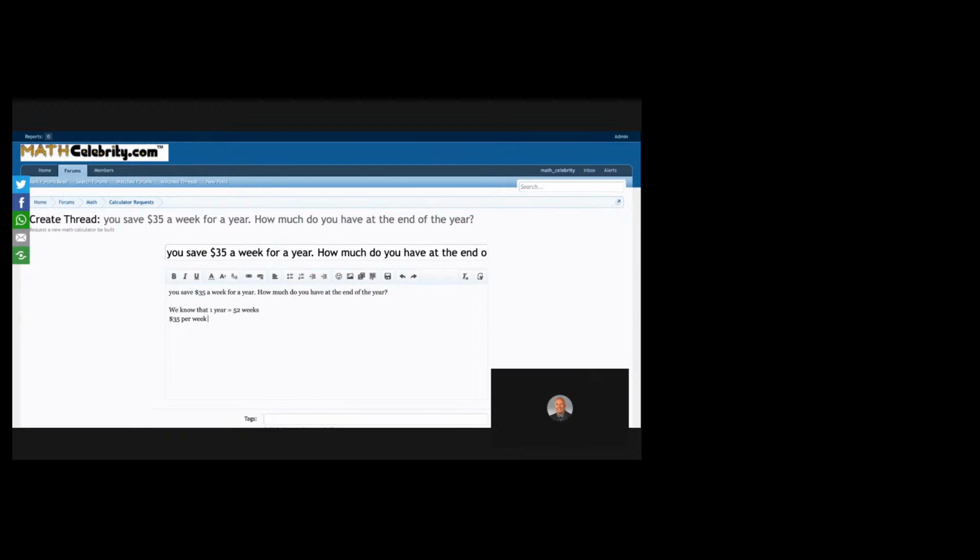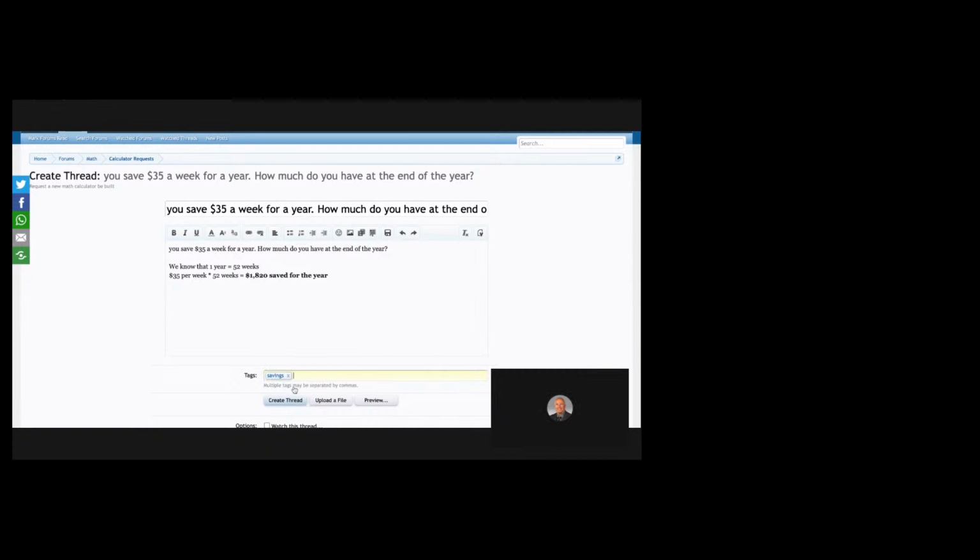35 per week times 52 weeks equals, I'm going to go off camera here real quick and use my calculator because I'm too lazy to multiply through, 1,820. So I've got $1,820 saved for the year. So just to review, $35 a week for a year. How much do you have at the end of the year? So the savings each week are constant. That's great. We don't have to make any conversions. And we want to know a year is 52 weeks, which means $35 per week times 52 weeks gives us $1,820 at the end of the year. So that is that.